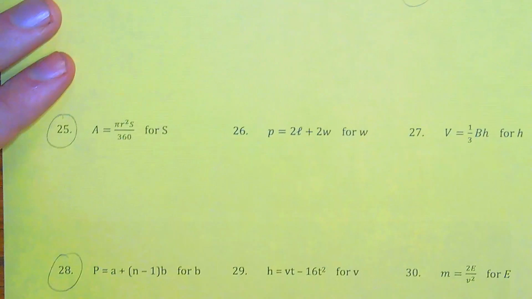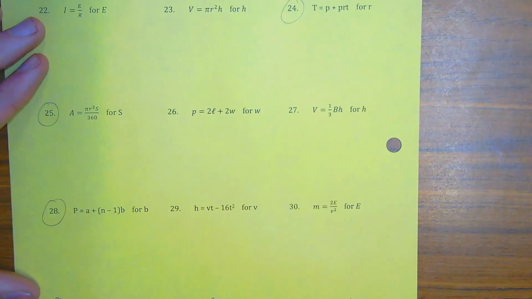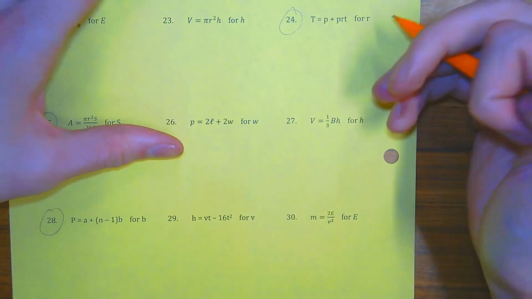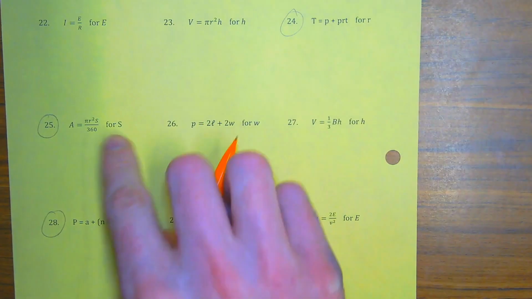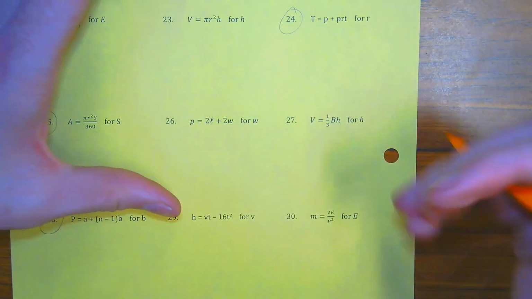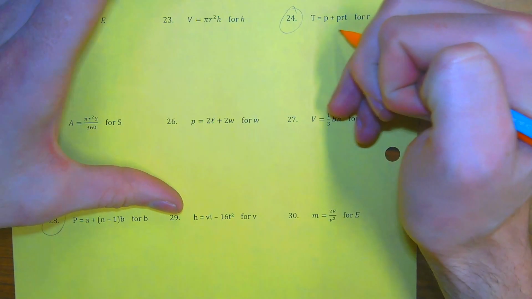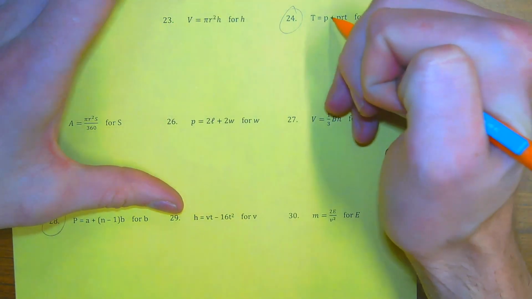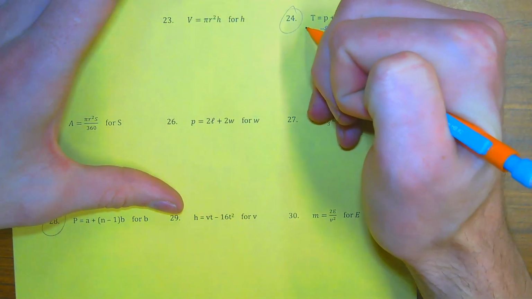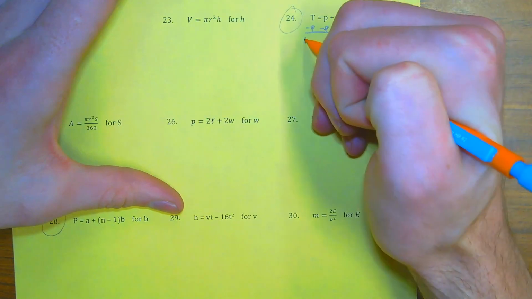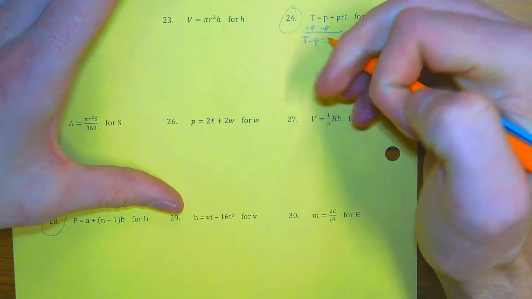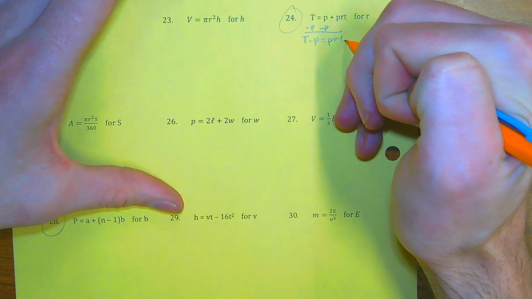Let's go over here to the back side. There's a couple more that I want to do here. Hopefully this will help. We'll start at 24, then we'll go 25, 28, and 31 to close it out. First thing we want to do for r is move the things furthest away from r. That's going to be your P here. We get T minus P equals P r T.